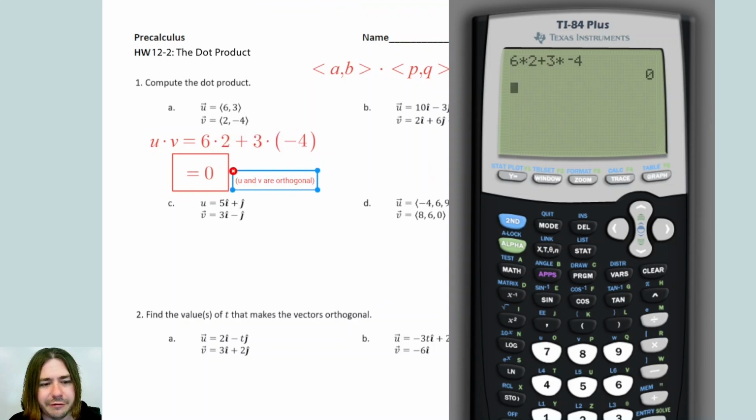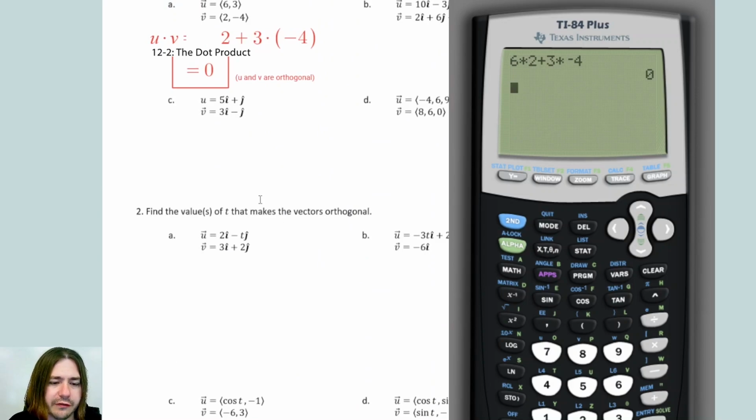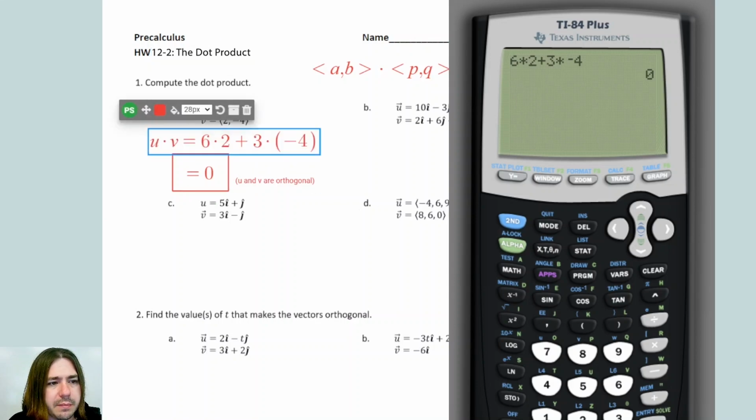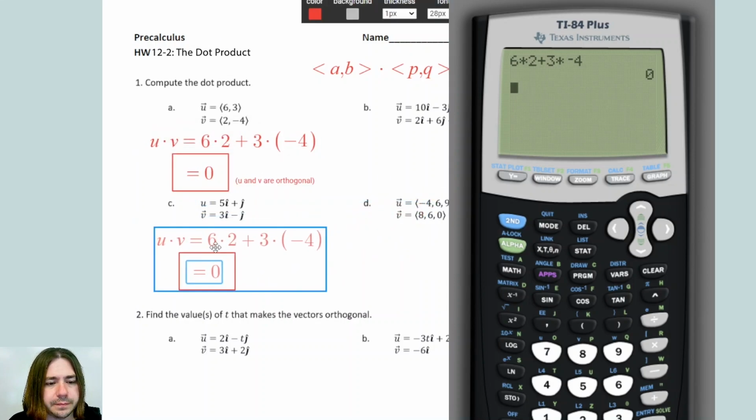That's really just for me, so as we go through these, we get to some questions, like number 2, find the values of T that make the vectors orthogonal. That's kind of where we're going with that. I'll do C, so I don't have to move the calculator, and then we'll do B and D. The way we're going to calculate this is pretty much the same, so I'm just going to copy and paste the work here.